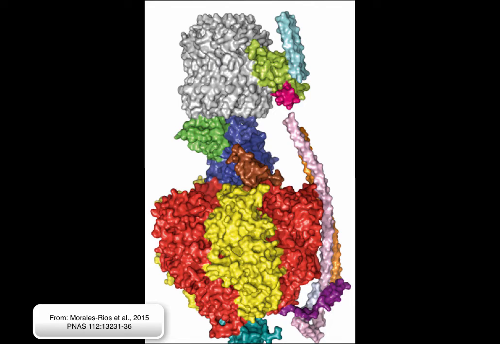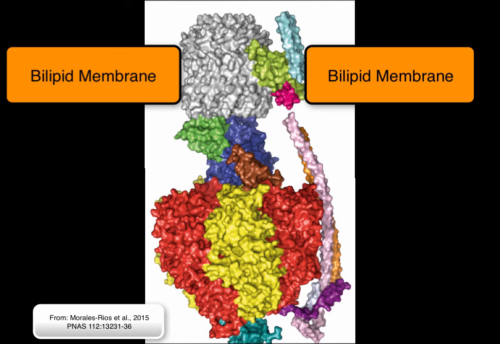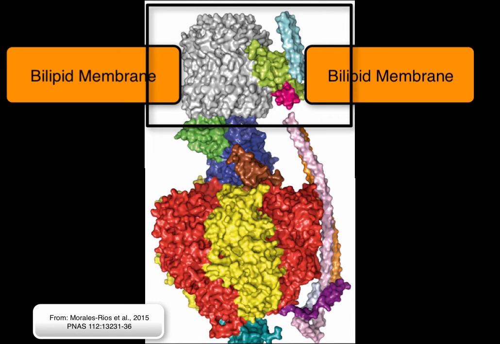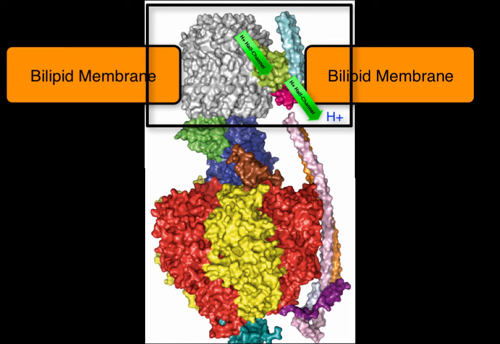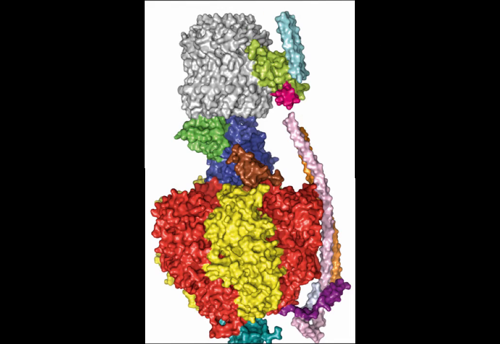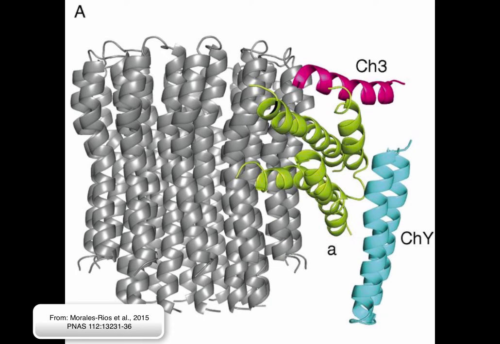Here's a space-filling model of the entire ATP synthase. I've put in the location of the bilipid membrane. The part I have diagrammed in this video is in the box up at the top. The gray, again, is the cylinder that turns. The green are the half channels. I didn't sketch out the blue or the red portion. Here is this portion of the protein.